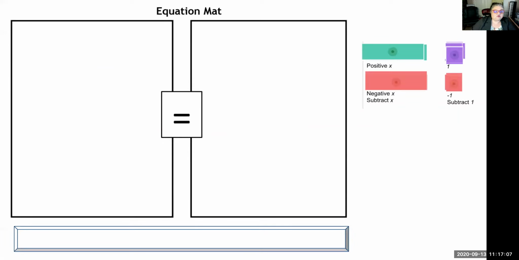Okay, this is the equation mat here, and it's two larger boxes with an equal sign in the middle. This means that the value of one box is equal to the value of the other box.